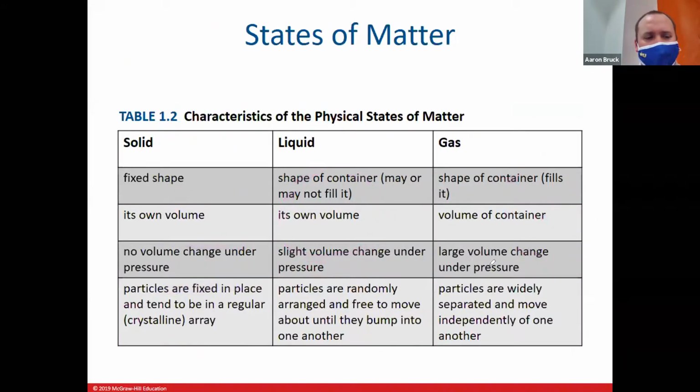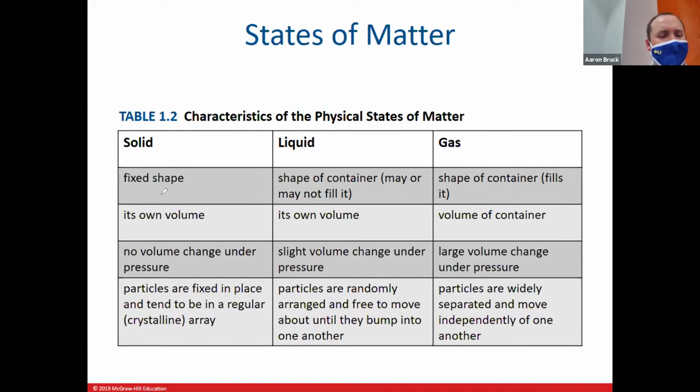So in summary here, there's a summary table, table 1.2, that gives us all of those properties, all of those characteristics, together in one place. The differences in shape, the differences in volume, the differences in volume changes and randomness of the arrangement. So they're all there in summary.